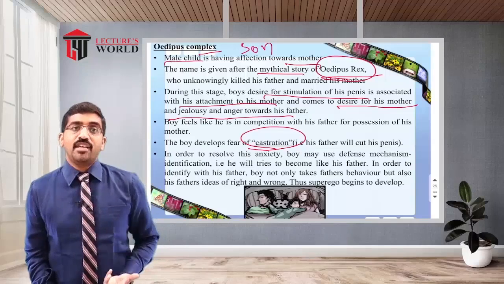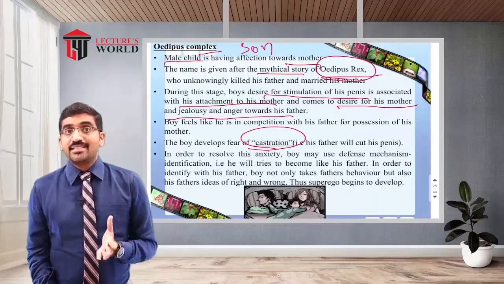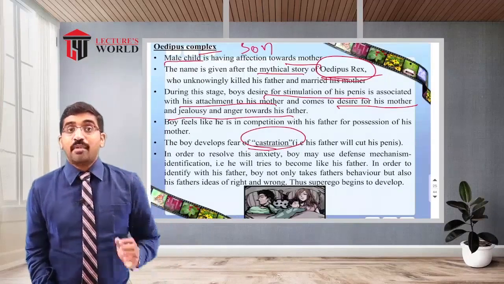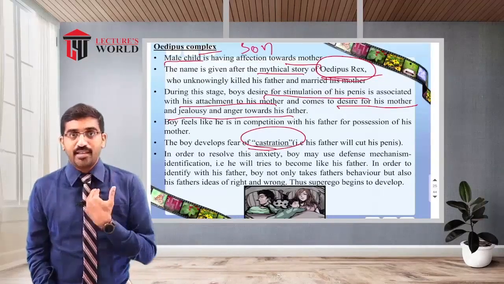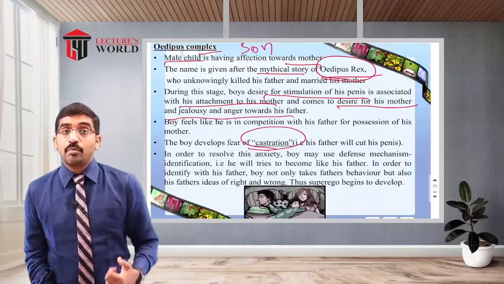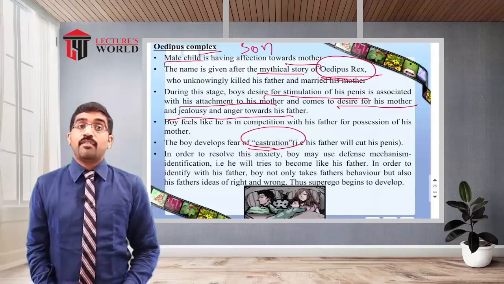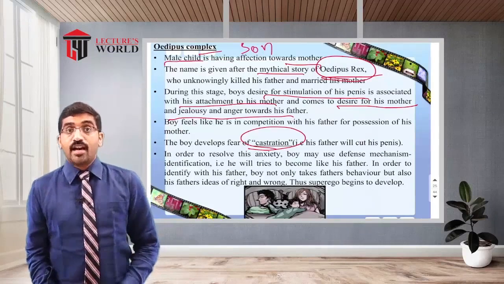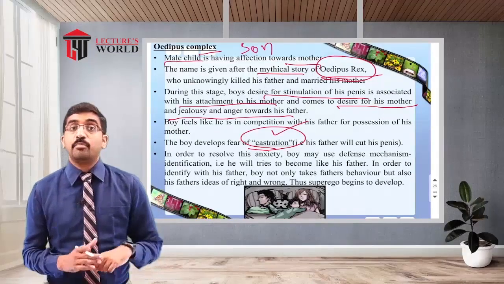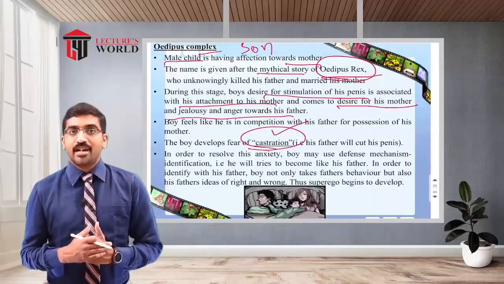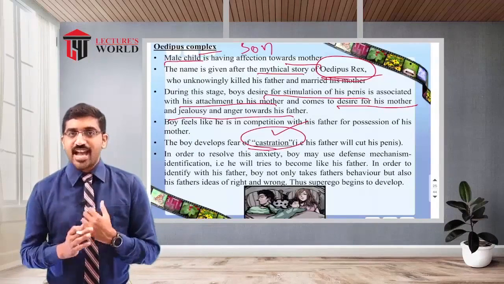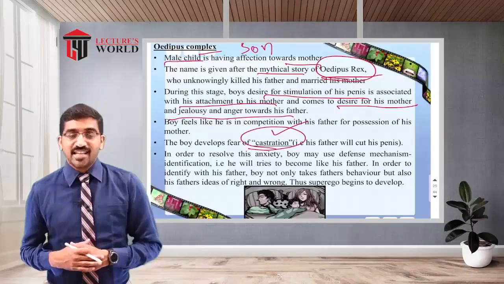For him, he knows father's biology, father's basic structure is like him only. Father is also having a penis, and because of that penis, his mother is attracted towards this father. So I want my mother to be attracted to me. He will think that if I go to my mother, she is loving me, but my father is a problem. My father will do castration. He will cut my penis and make me like my mother, because my mother does not have a penis. So such type of castration anxiety arises in the child's mind.